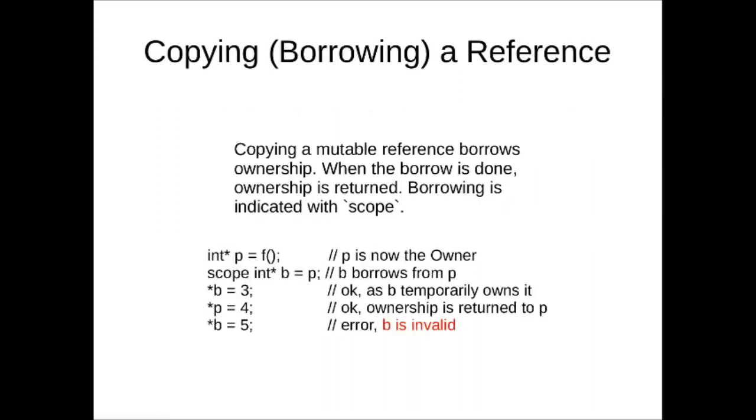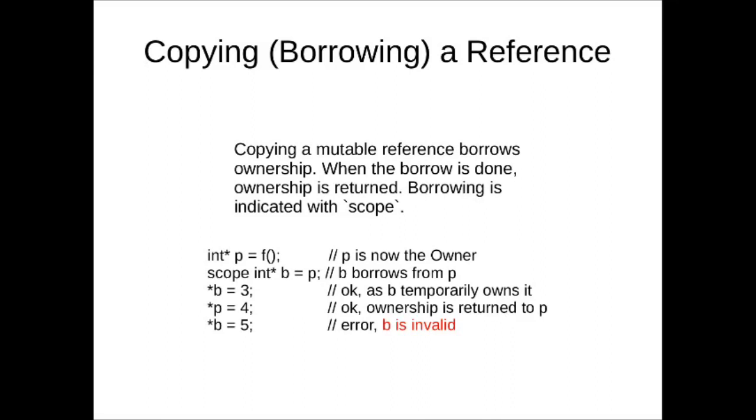It is possible to copy rather than move a reference, and this process is called borrowing a reference. Assignment is also used to indicate copying and is distinguished from moving by the scope annotation on the left-hand side of the assignment. In the example, b is borrowing from p because b is a scope pointer.